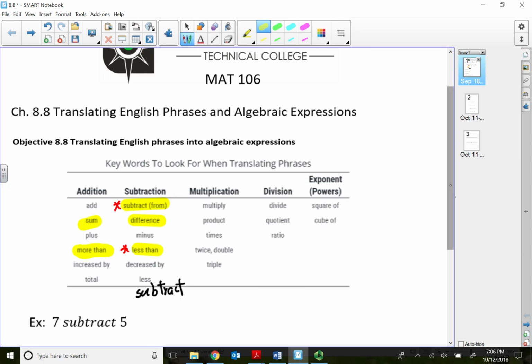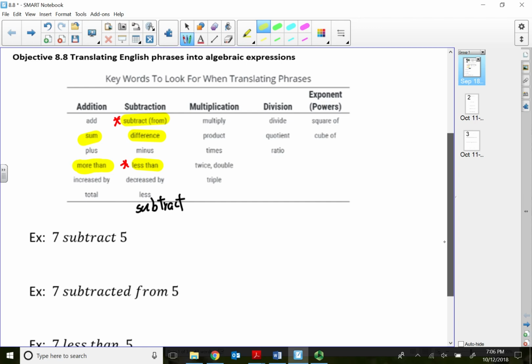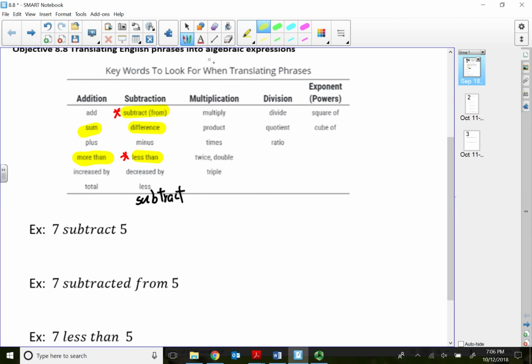So what do I mean by backwards? For example, the answer here is not what's important. It's the way we go about translating these sentences or phrases. So when you see 7, you write 7. When you see the word subtract, you write a subtraction sign. When you see 5, you write 5. So 7 subtract 5 is exactly what you think it is: 7 minus 5.